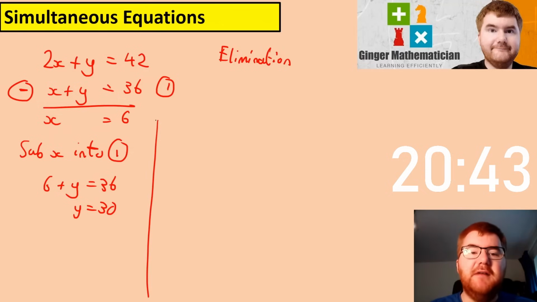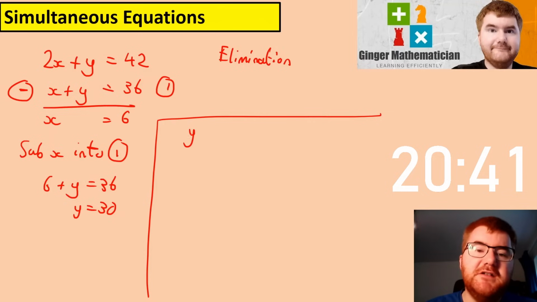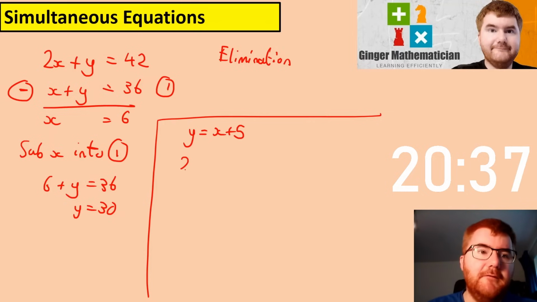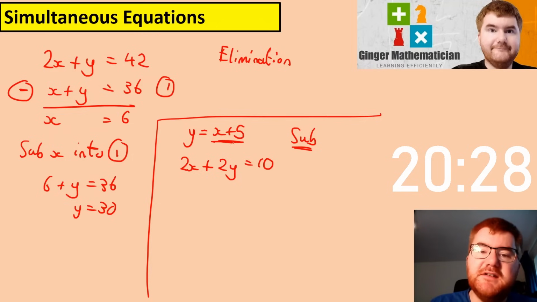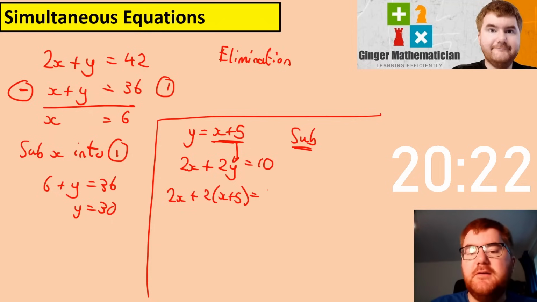However, sometimes you have to do these things by substitution, so you might get something like y equals x plus 5, and then you have a sort of standard equation, 2x plus 2y is equal to 10. This is what's called the substitution method. Because y is equal to this, we can replace the y with this, so we get 2x plus 2 lots of x plus 5 is equal to 10, and then we solve like a normal linear equation.